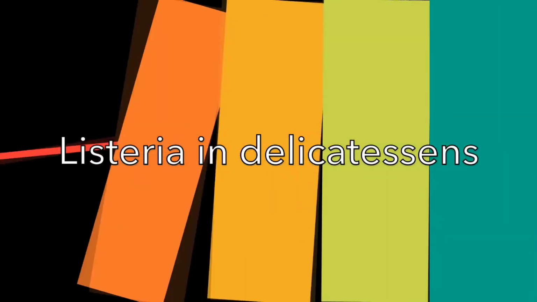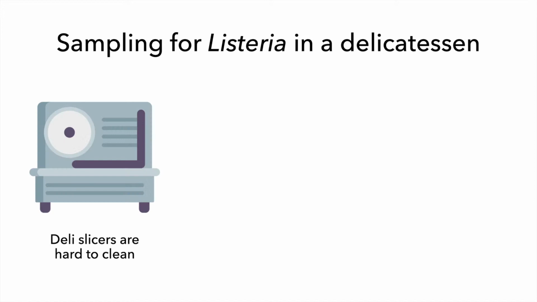Now, let's cover some examples specific to delicatessens. Delis are often at high risk for Listeria monocytogenes contamination. Why? There are 3 main factors. Deli slicers often contain hard-to-clean areas, specifically if they aren't taken apart properly, that allow Listeria monocytogenes to persist.